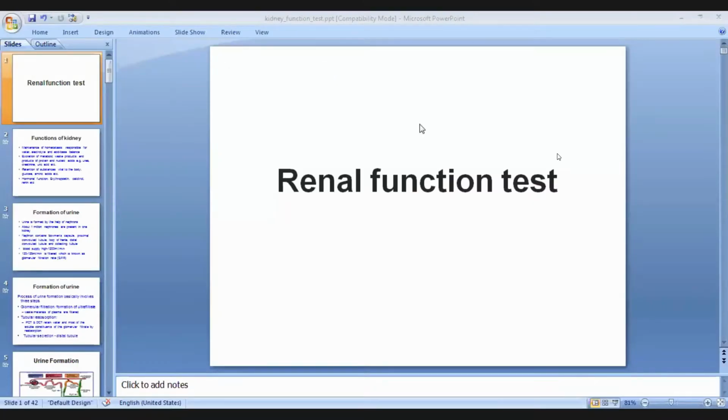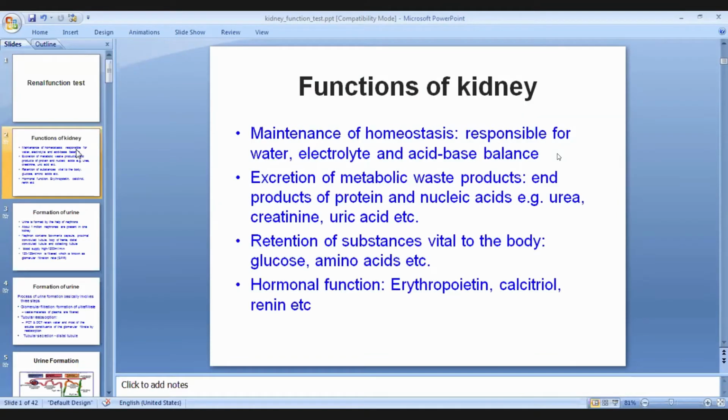Topic is under renal system. So one of the important topics we can say is the renal function test. Coming first towards the functions of kidney. As we all know about the functions of kidney.